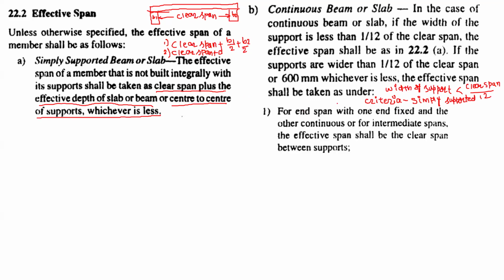But if that is greater, then for an end span with one end fixed and the other continuous, or for an intermediate span, we have the same condition, and it will be only the clear span between the supports. As we have seen over here, this will be the clear span, and in this case we have the clear span.